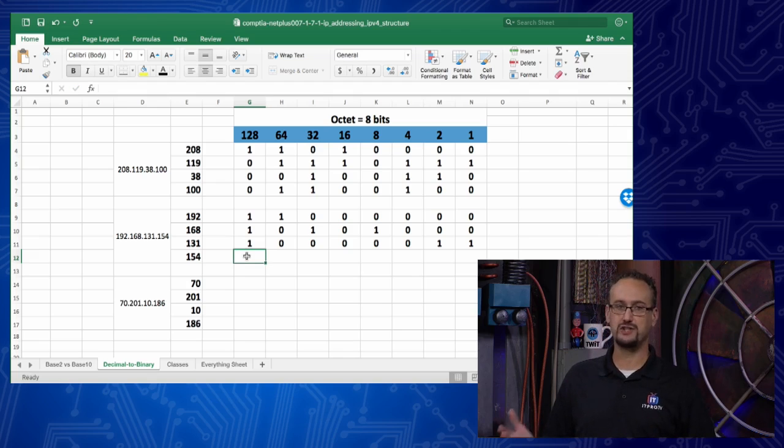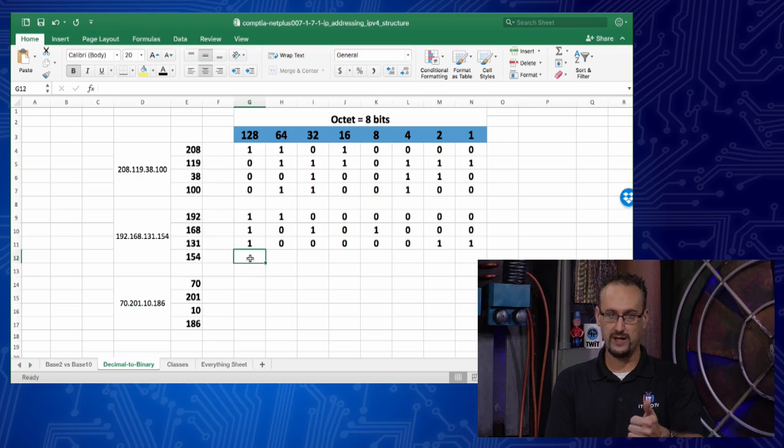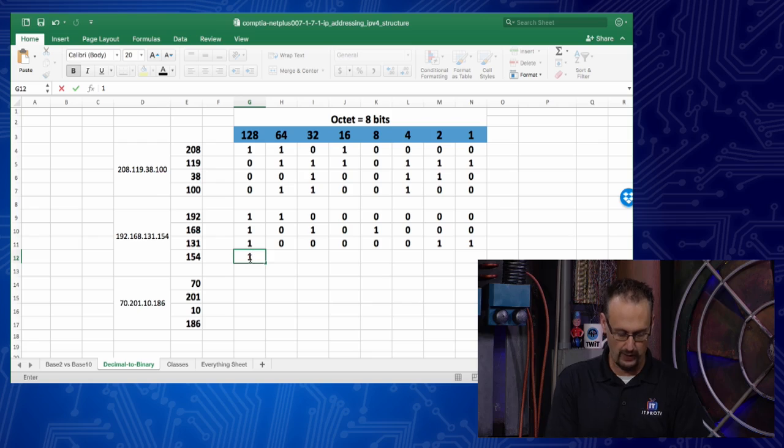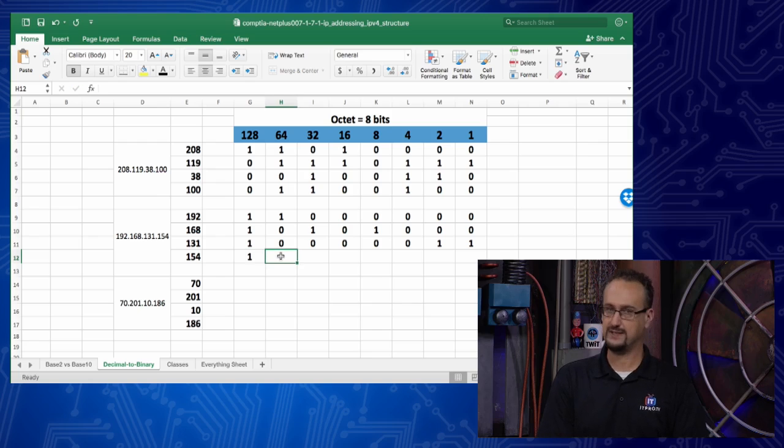So you're starting to see the process, right? The process doesn't change, and like we were telling you, memorize these 8 bits. So we're going to work on the 4th octet here in our IP address of 192.168.131.54. We'll do the same thing, and I'm going to take 128, and yes, I can subtract that from 154, so that becomes a binary 1, and I have a remainder of 26.